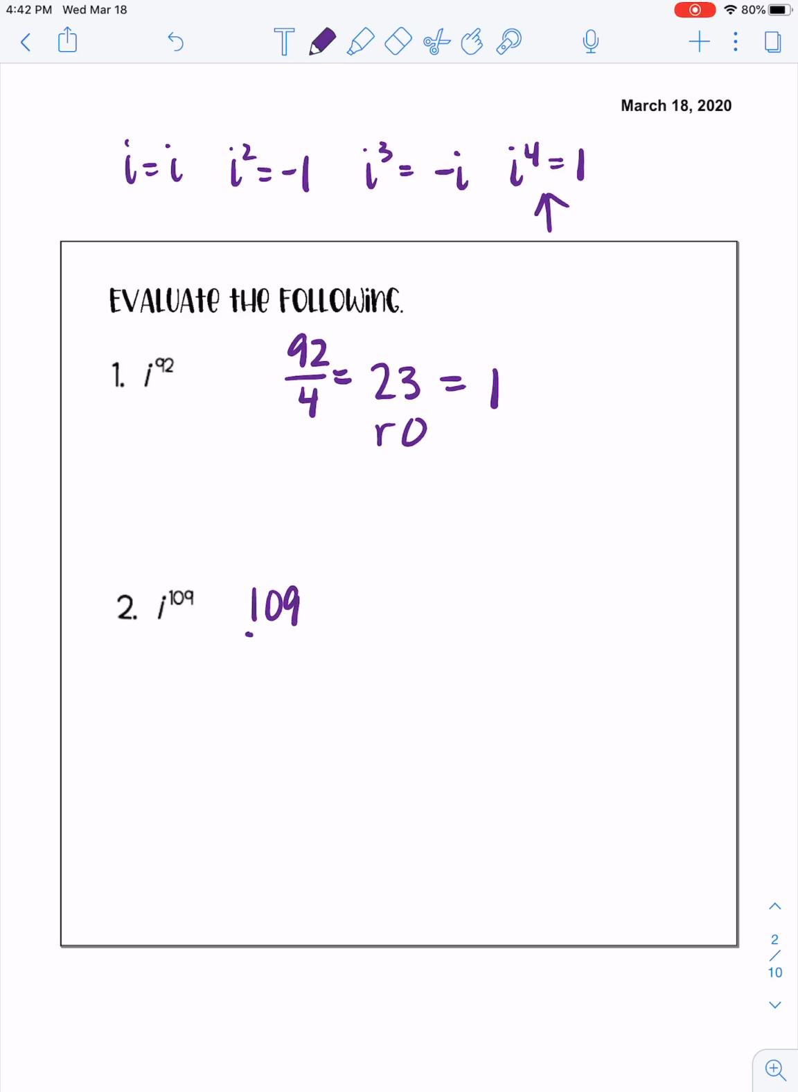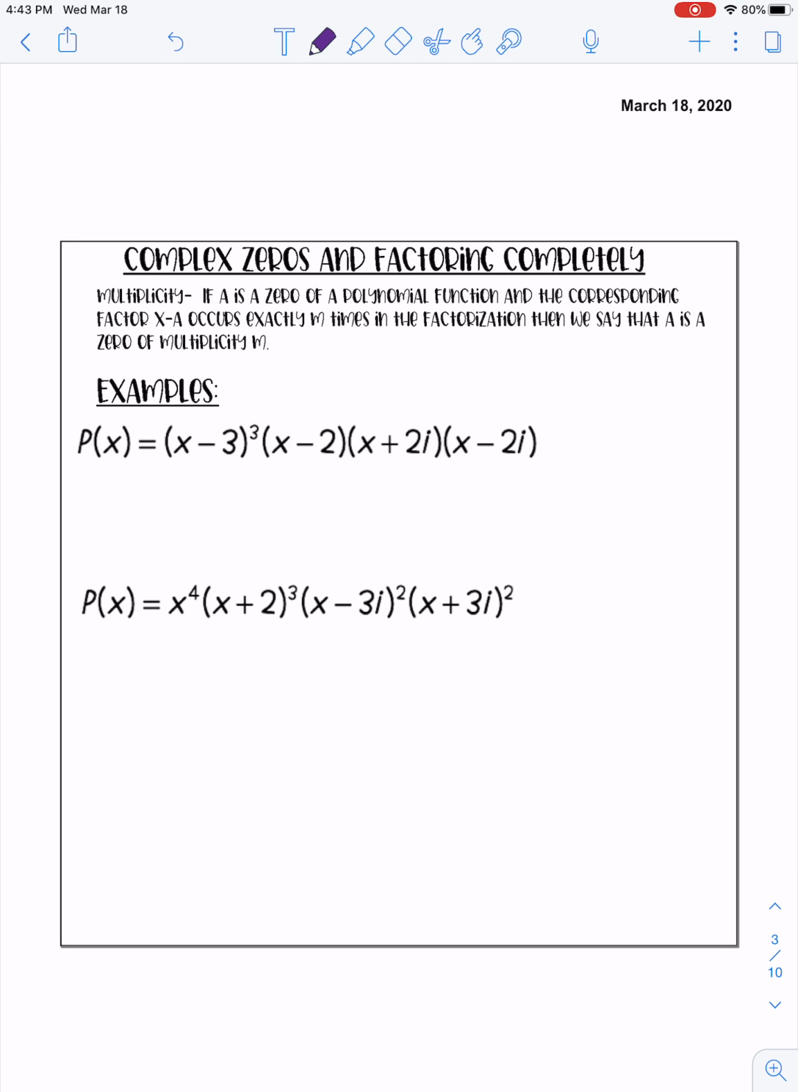And here, 109 divided by 4, I'm trying to find the remainder. So that goes in 27 times with a remainder of 1. Remainder of 1 would be i to the 1st, so that means it's equal to i. Okay? Let's see. Okay, we're moving on to the next slide.